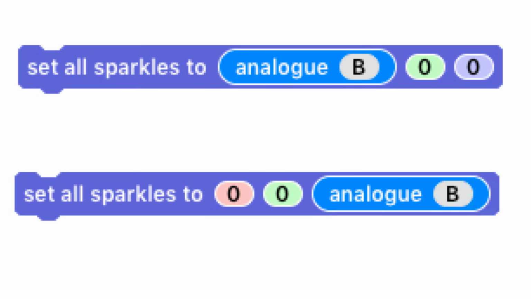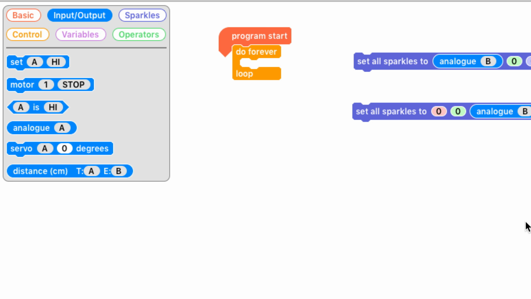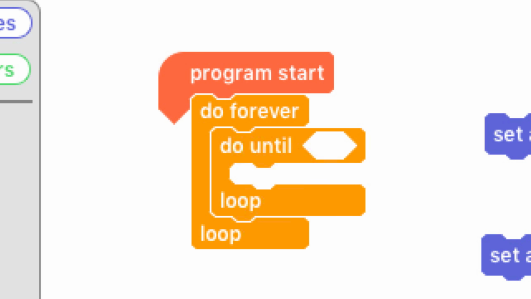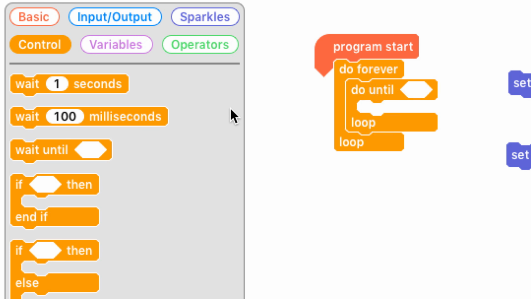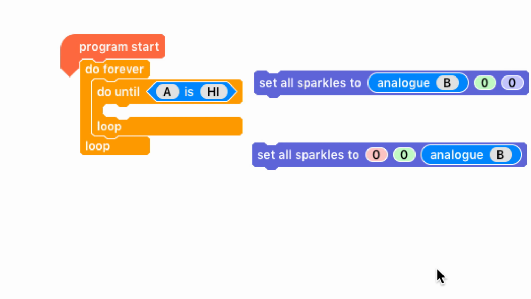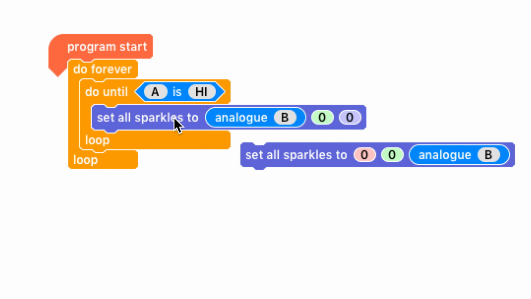I now need to sense for the button being pressed, that is, to sense for input A being high. But when this happens, I need to switch from making the sparkle red to making it blue. From the control menu, I can use this do until block, which allows me to run some code until something happens. So what is it that's going to stop this code from running? Well, it's the button being pressed, which would send voltage to input A. From the input-output menu, I'll drag A is high and place it here. I'll then add my first sparkle code within the block here.